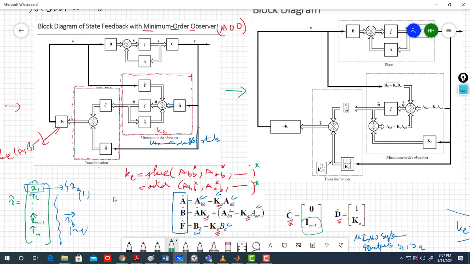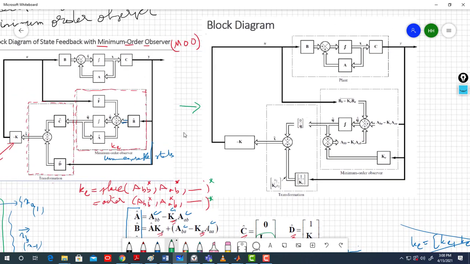So some books don't actually use the A hat, B hat, F hat matrices, and that's also alright. I will show you how they do it. But actually it's exactly the same. It's just a rearrangement of the block diagram in which they still consider, of course, the minimum order observer and the transformation. They still consider them, and if you look at the analogy, try to compare them.